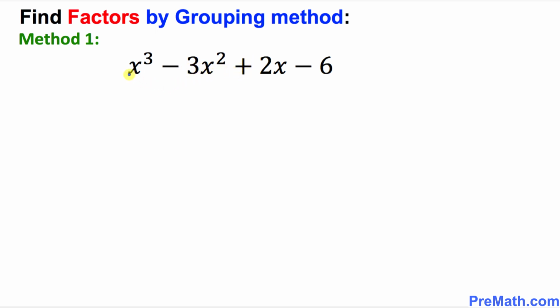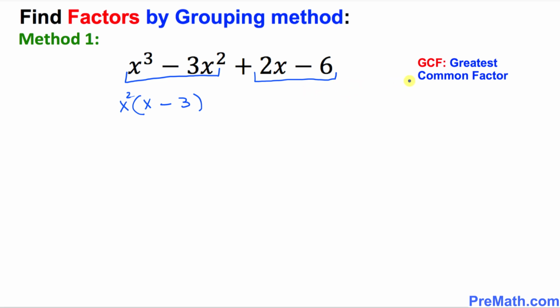Here is the very first thing I want you to do. I want you to make a group. The first group I'm going to make is this one over here, and the second group that I'm going to make is this one. So far so good. Make sure that you make two groups. Let's look at the first group. Do you see anything in common? There's something common, which is x squared. I want you to bring x squared outside, and if you take out x squared, we're left with x minus 3 inside parentheses.